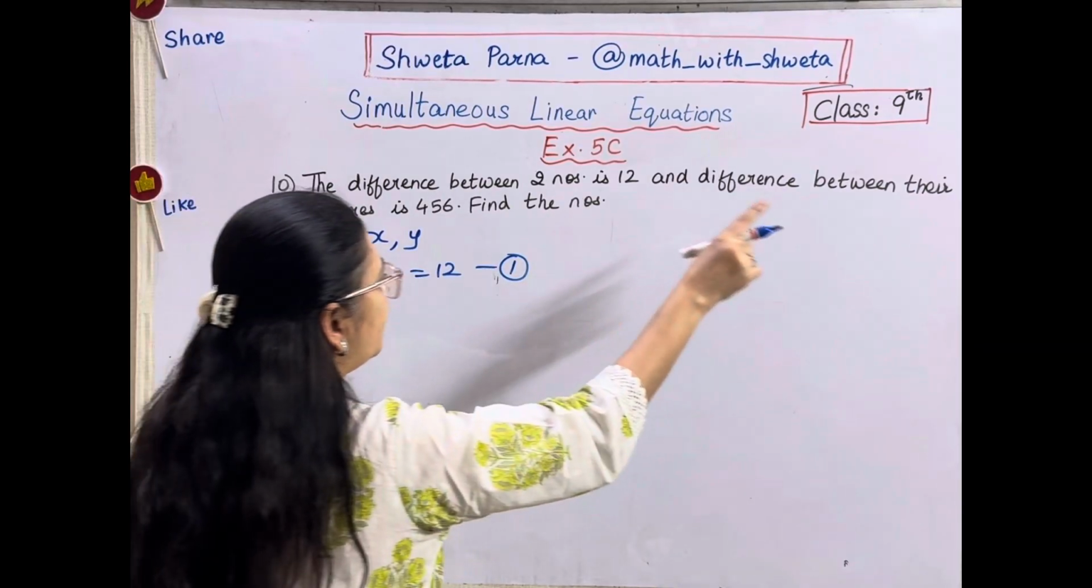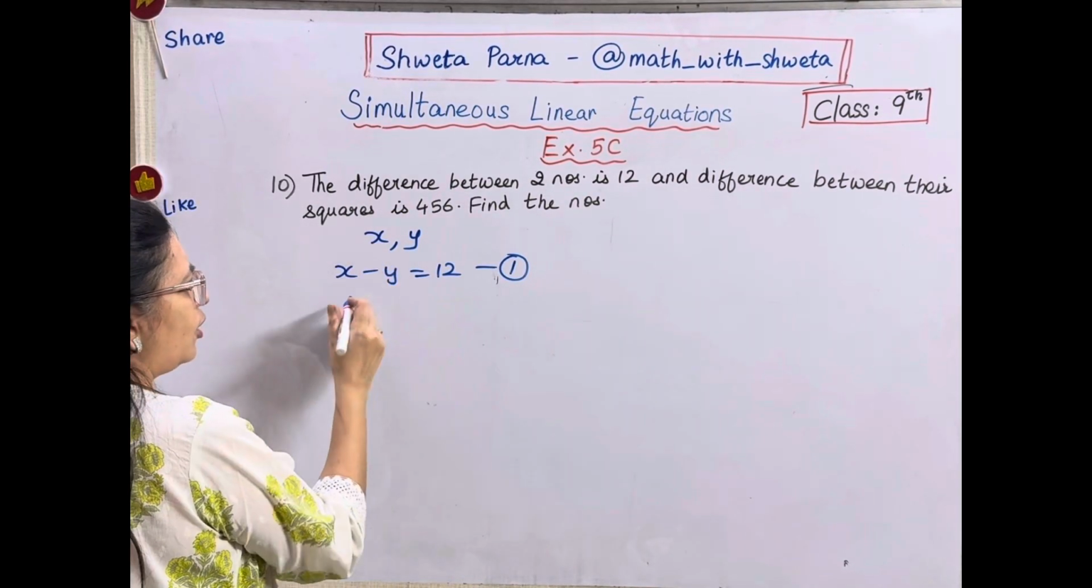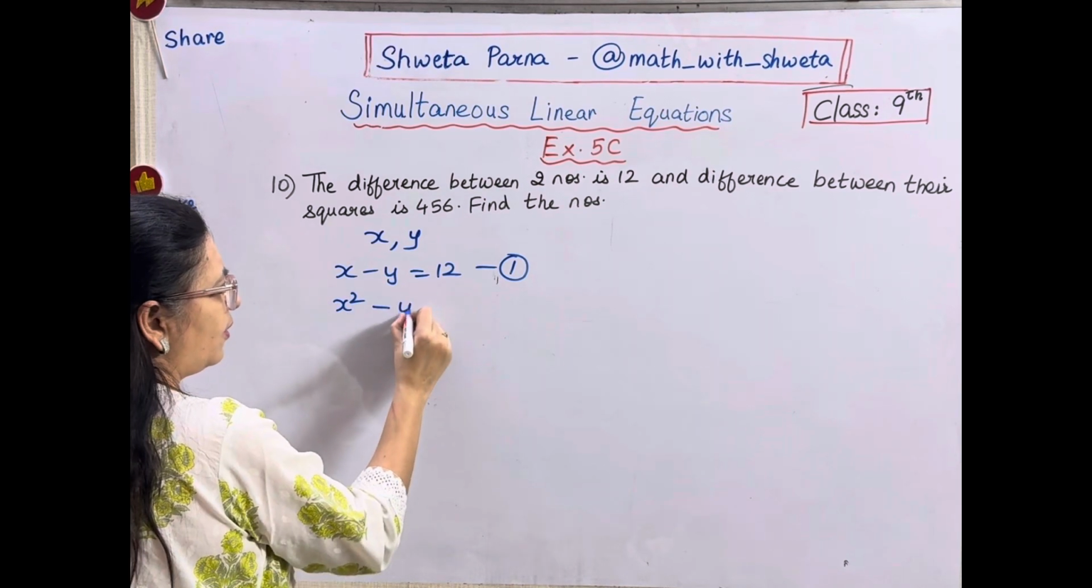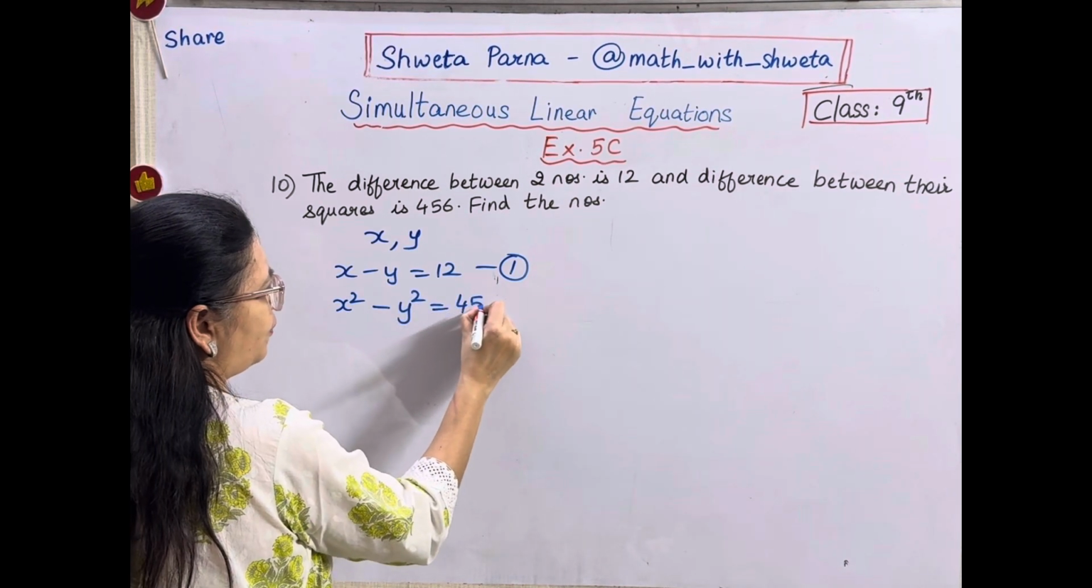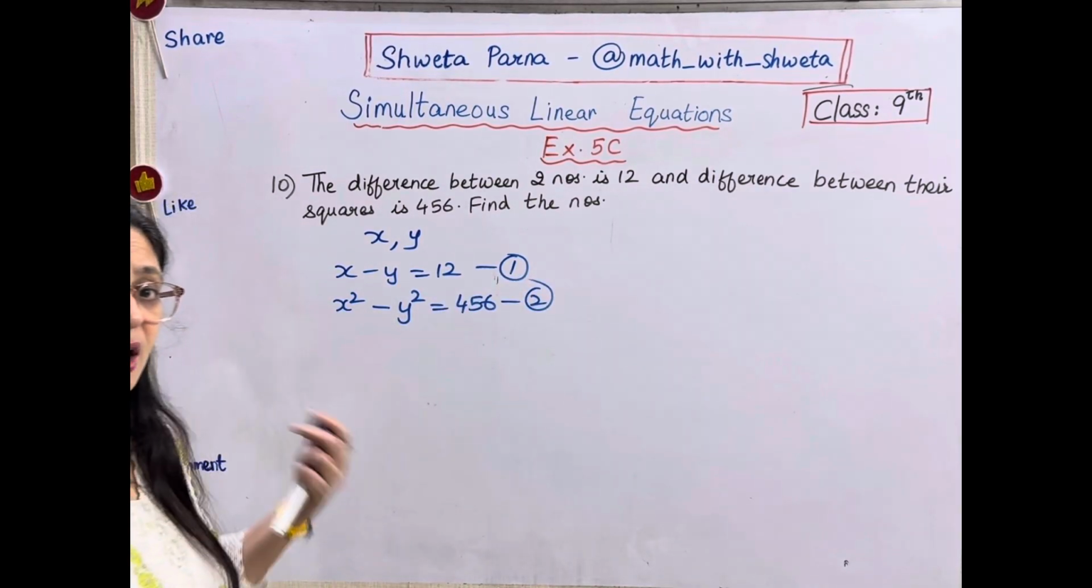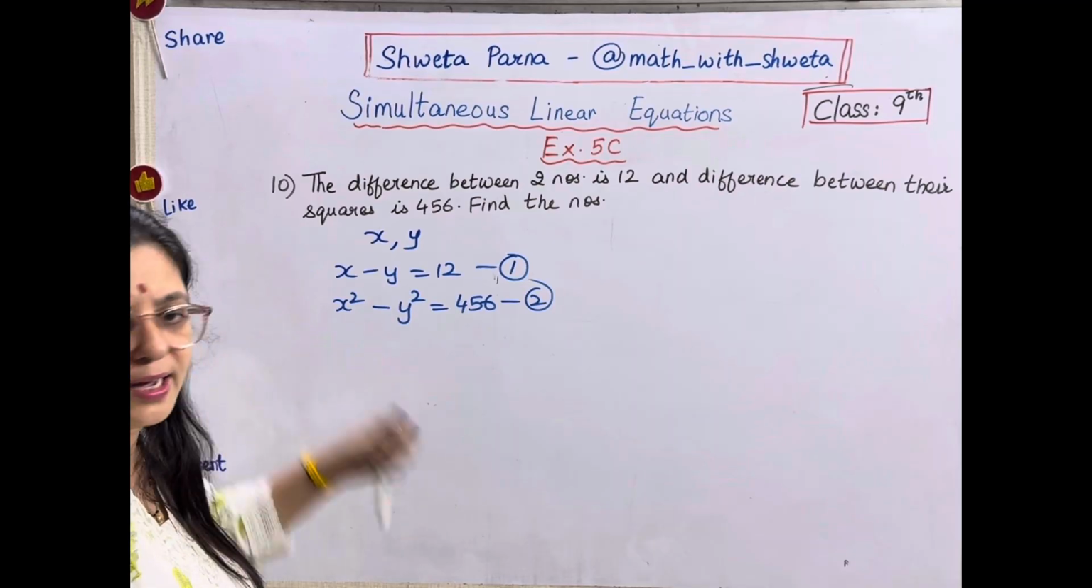Okay. And the difference between their squares. So square is x square. Difference means minus. Y square is 456. This is your second equation. Now how will you solve it? This is x square.